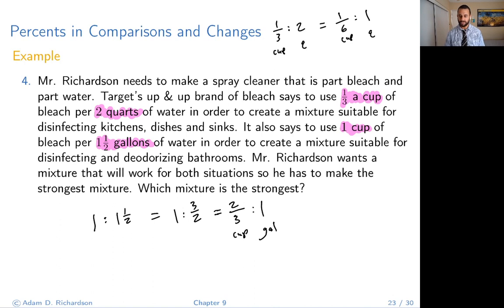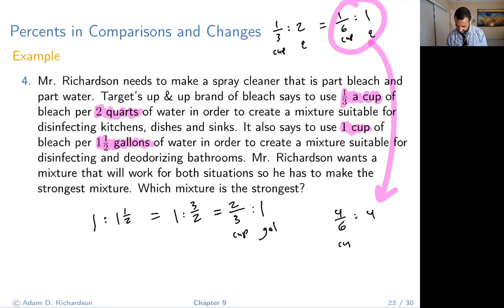So all I need to do is convert this measurement to be in terms of gallons, or in other words, 4 quarts. So what I'm going to do is bring this down here, and I'm just going to multiply the top and the bottom of that ratio by 4. So I'm not changing anything, right? I'm going to end up with 4/6 to 4. So that's 4/6 of a cup to 4 quarts, right?